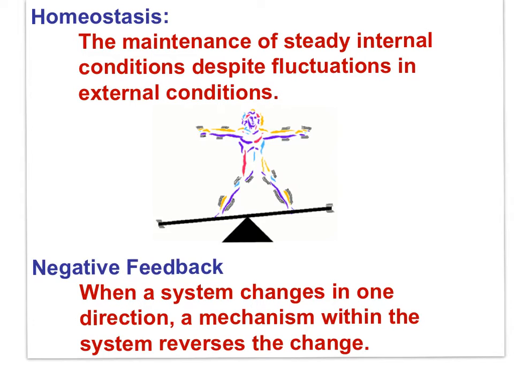The nervous system and the endocrine system, the hormonal system, along with many other body systems, are important for maintaining homeostasis. Homeostasis is the maintenance of steady internal conditions despite fluctuations in the external conditions, the conditions in the environment. And homeostasis is typically achieved through negative feedback mechanisms. Negative feedback is defined as when a system changes in one direction, a mechanism within the system reverses the change.